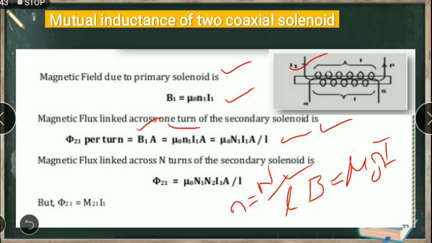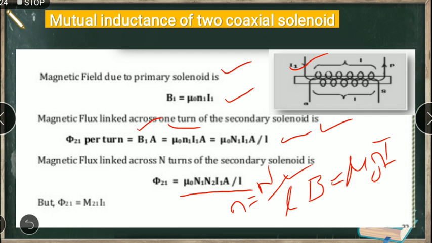Okay, if there are n turns of the secondary solenoid, so here phi means what? Phi equals n B A, isn't it? Okay, so you have to write n2 in the place of n, the secondary turns, flux with respect to the first one. So the expression can be written as what? That is phi 21 is equal to what? Simply mu naught n1 n2 I1 A divided by L.